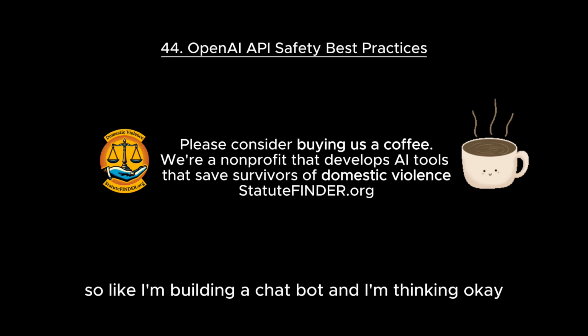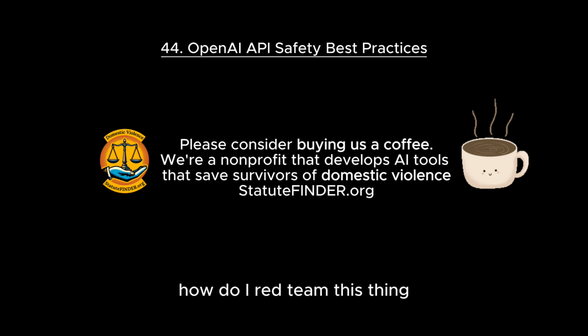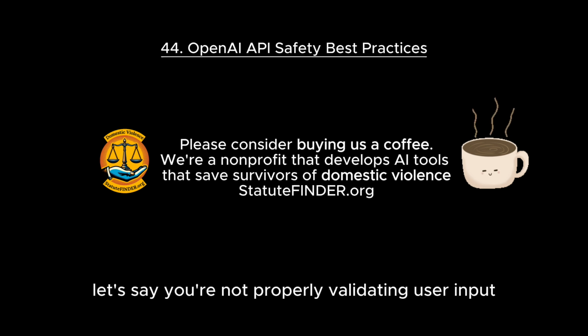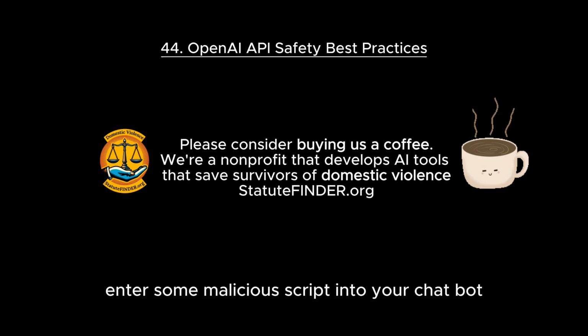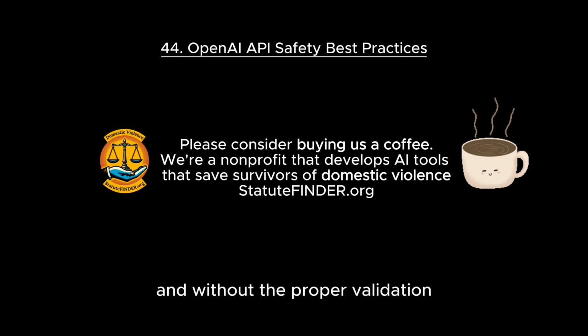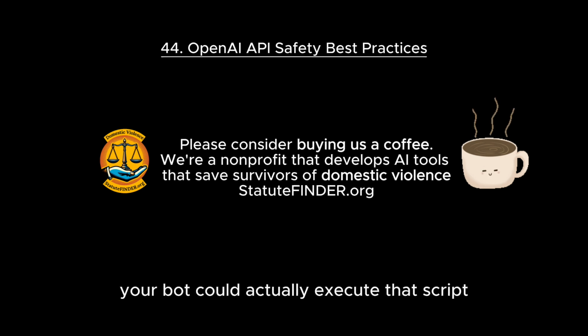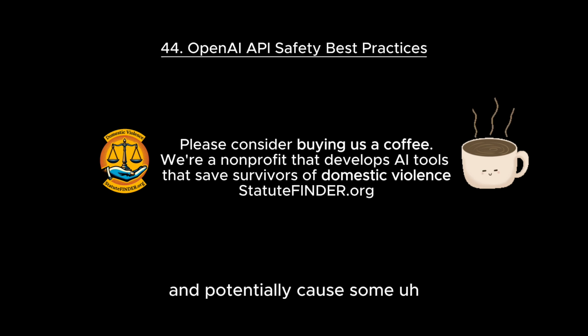So I'm building a chatbot and I'm thinking, okay, how do I red team this thing? Give me an example of a weakness I might totally overlook as a beginner. Let's say you're not properly validating user input. Someone could enter some malicious script into your chatbot, and without the proper validation, your bot could actually execute that script and potentially cause some harm. Yikes. Definitely don't want that.